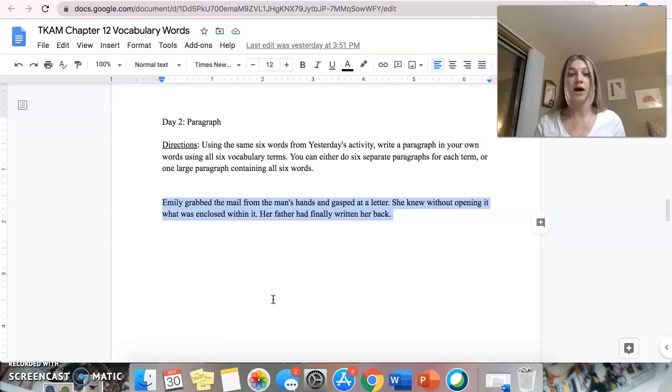So the paragraph reads, Emily grabbed the mail from the man's hands and gasped at the letter. She knew without opening it what was enclosed within it. Her father had finally written her back.